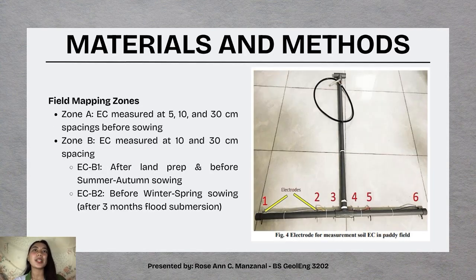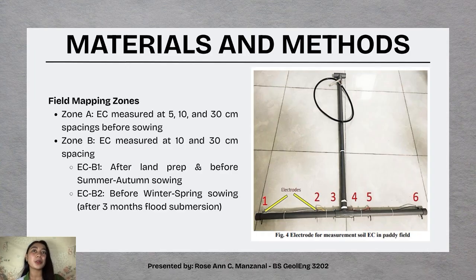This slide presents the soil sampling and EC analysis method used in the paddy fields. The researchers used a Wenner electrode setup with stainless steel rods spaced at 5 cm intervals. The electrodes were calibrated in water by dissolving salt and comparing readings with a HANNA HI 98331 device.